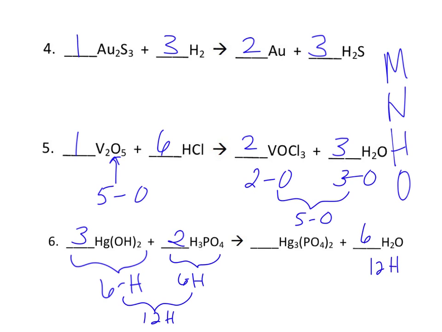And so next I can go to oxygen. I've got 6 oxygens on this side. And we don't have to count the oxygens in the phosphates because they were already counted when we balanced the phosphates. So I only have to worry about the oxygens right here, and I have 6 oxygens. So that reaction is balanced.